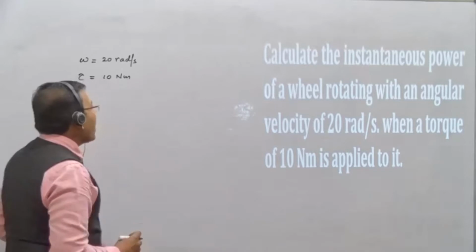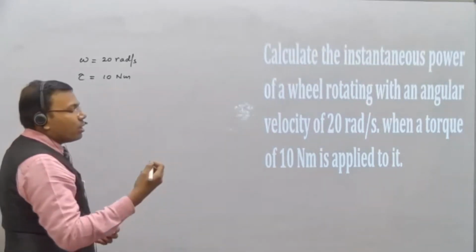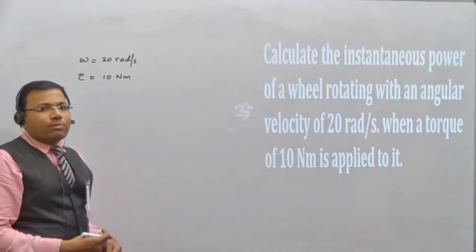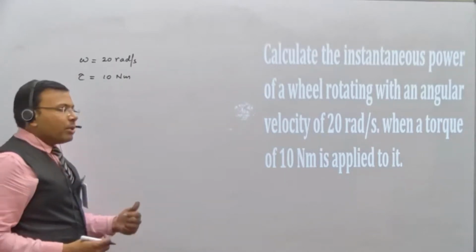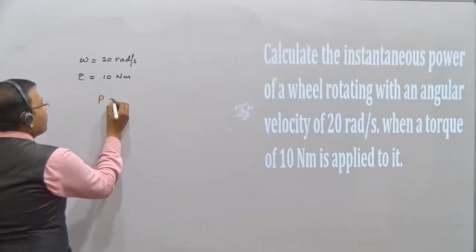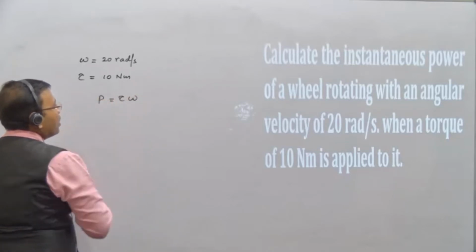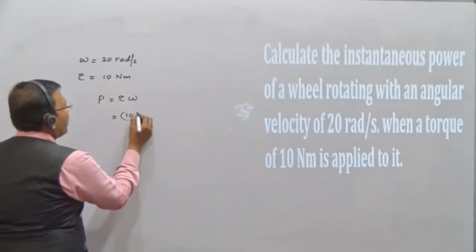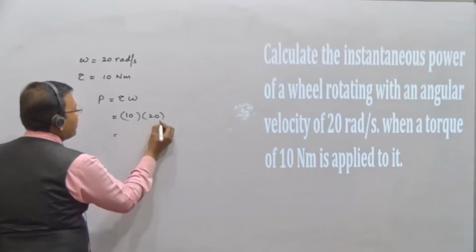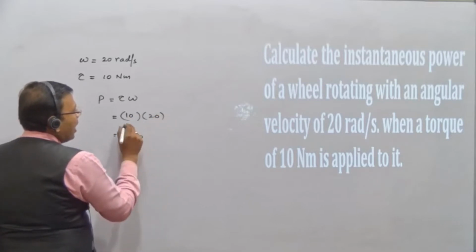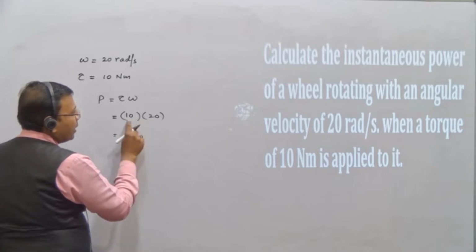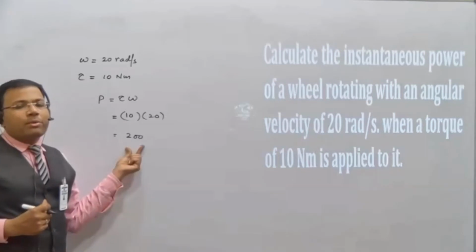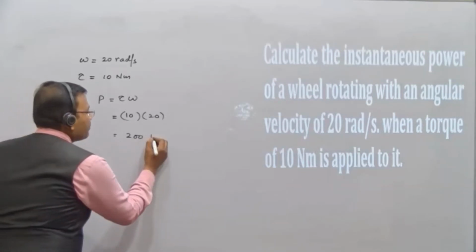So here I think of the equations of linear motion and write the same for rotational motion. Power is equal to Fv, but here we write power is equal to torque into angular velocity. The torque is 10 and the angular velocity is 20, so we can write this as 200. 10 into 20 is 200. What are the units for power? Here we will write watts.